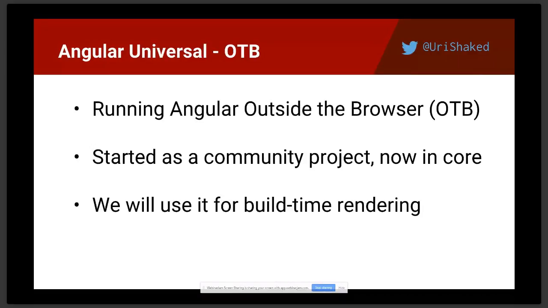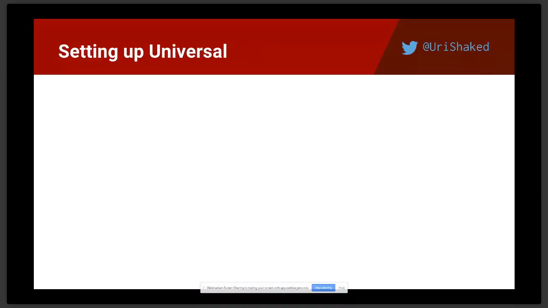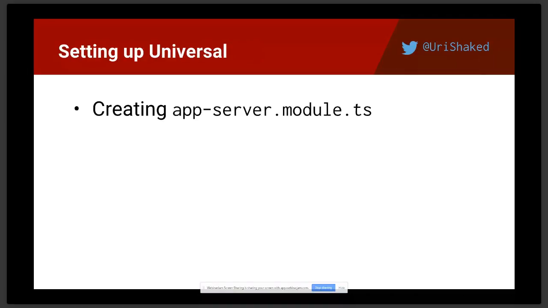we are going to use Angular Universal to render the pages, this index.html, during build time, in contrast to rendering it inside the browser. And for that, we are going to need to add a few more lines of code to our project. So first of all, we are going to create a new module that will be used to bootstrap the application when we build it with Angular Universal. So we are going to create a new app server module.